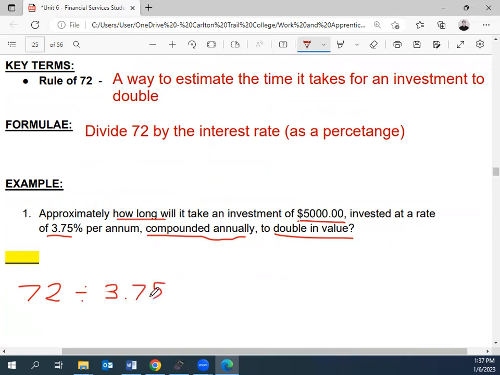This is the one time you get to keep it like this. Everywhere else in the class we've ever used a percentage, it's always been 0 point something, or we turn it into a decimal. Cool. So if I do this, I'm going to get 19.2 years. So it's saying after 19.2 years, that $5,000 will turn into $10,000.